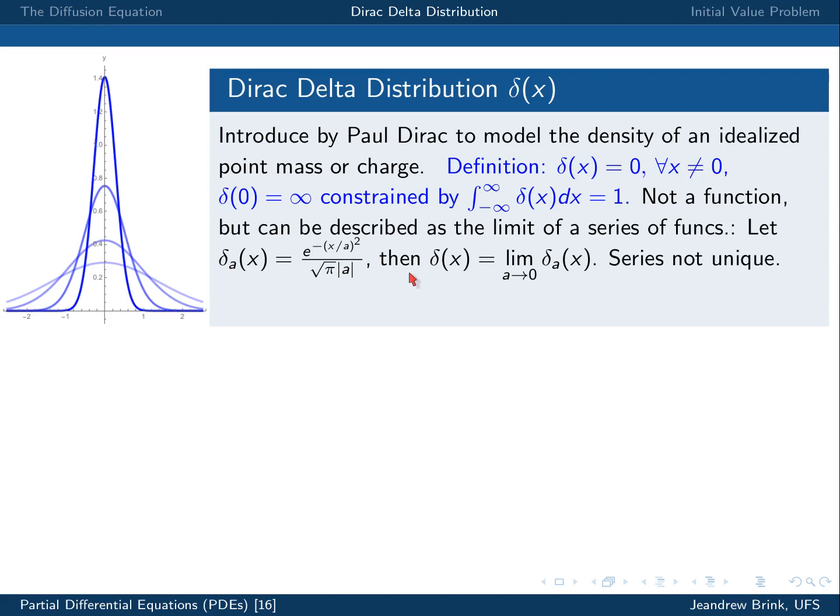The series is not unique. There are other series or other choices of functions that will actually give you the same Dirac Delta distribution in the limit.